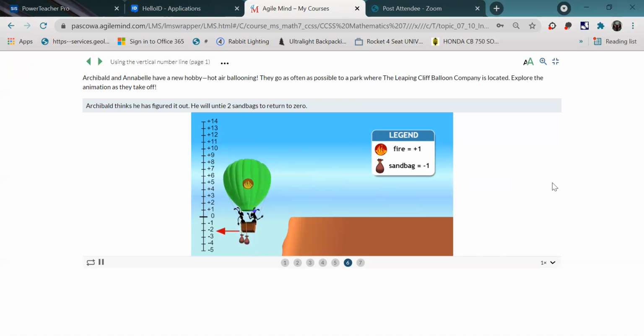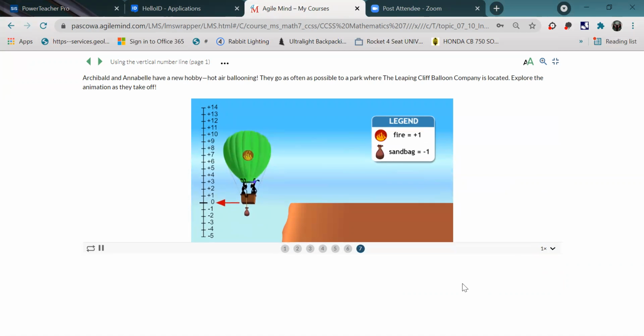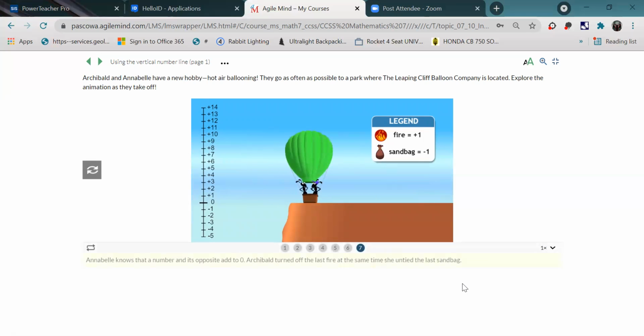Oh, he's going to untie 2 sandbags. There he goes. And that puts him at 0. Very nice. They were at negative 2. He subtracted 2 sandbags. Negative 2 minus negative 2 equals 0. Now they have 1 fire and 1 sandbag. 1 plus negative 1 equals 0. And so now they're just going to take off, get back to the cliff. Not sure how this works logistically, but it works for them, I guess. It's a cartoon. What are you going to do?